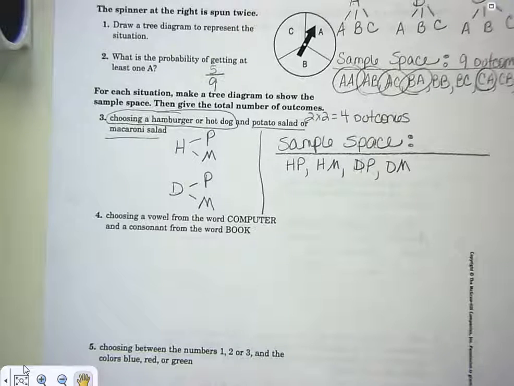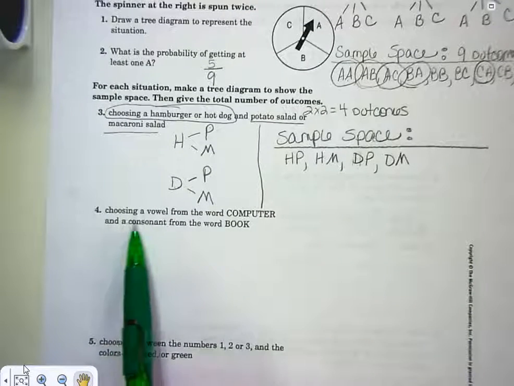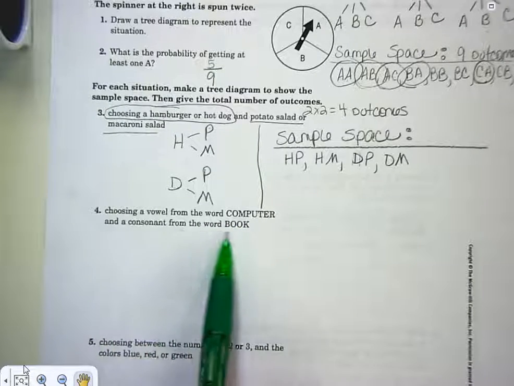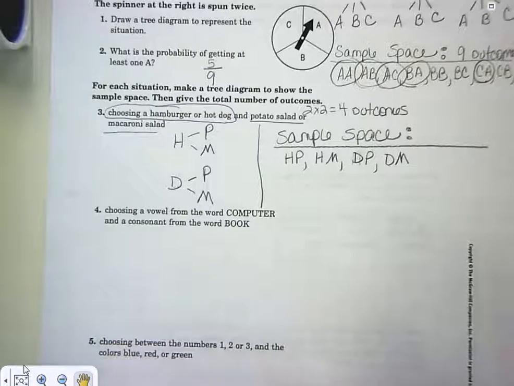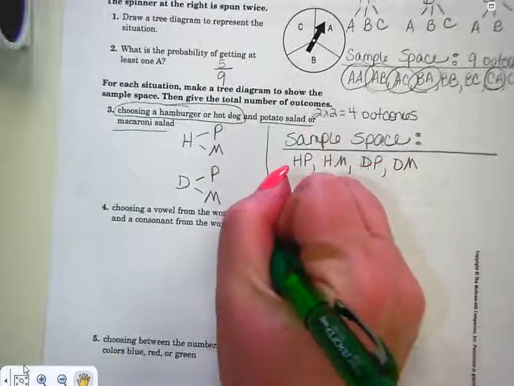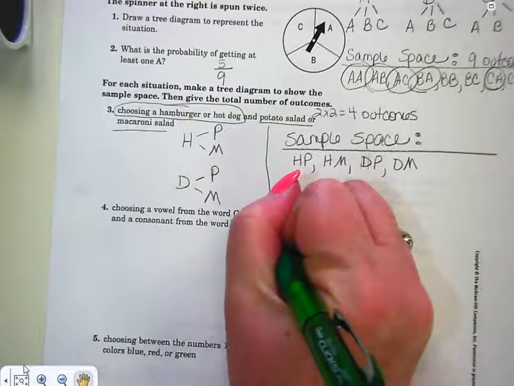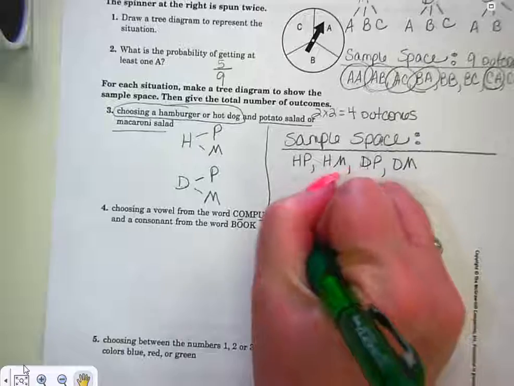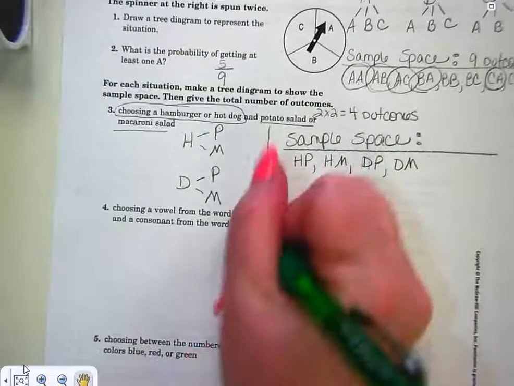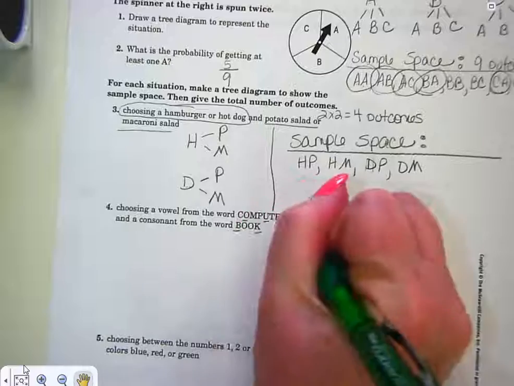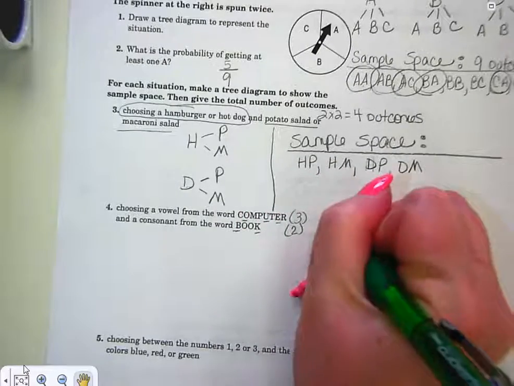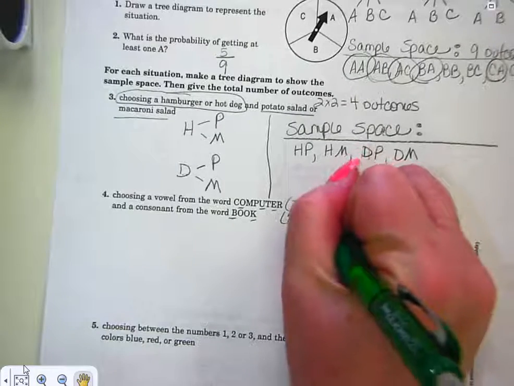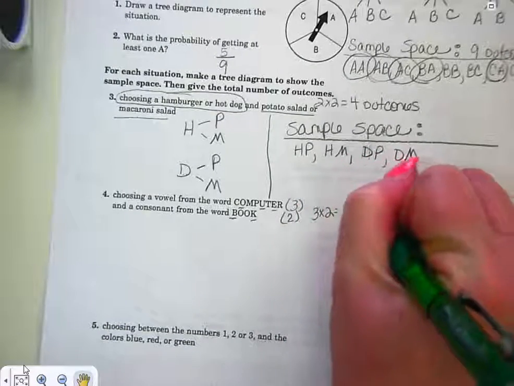All right. Choosing a vowel from the word computer and a consonant from the word book. How many vowels are in computer? O, U, and E, so there's 3. And consonants from book? There's 2. So how many different outcomes would there be? 6. 3 times 2 equals 6 outcomes.